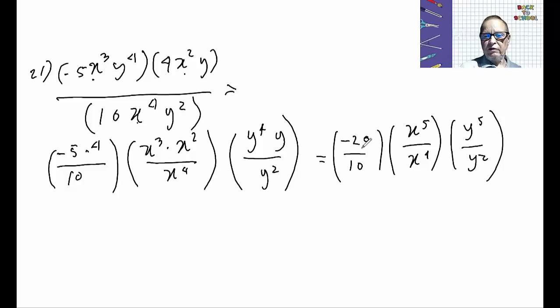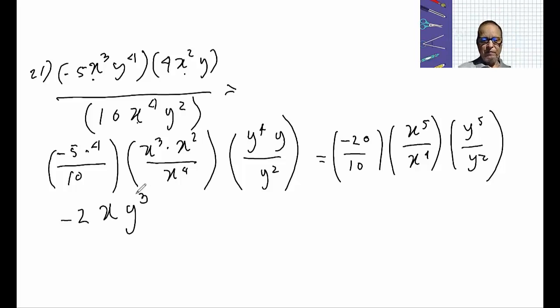Now I know negative 20 divided by positive 10 will give me -2. And then for this one, I use my quotient rule. 5 minus 4 will give me just x. And then 5 minus 2, and that will give me y to the third. And that's my final answer.